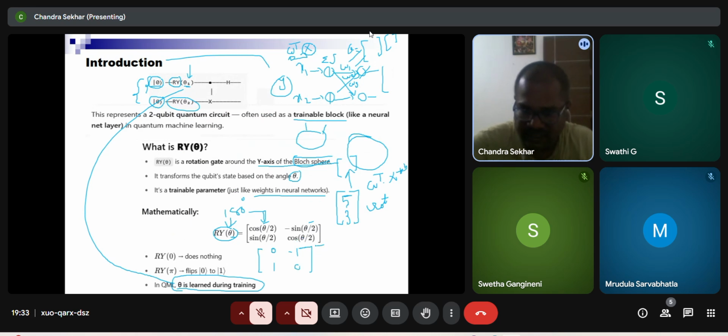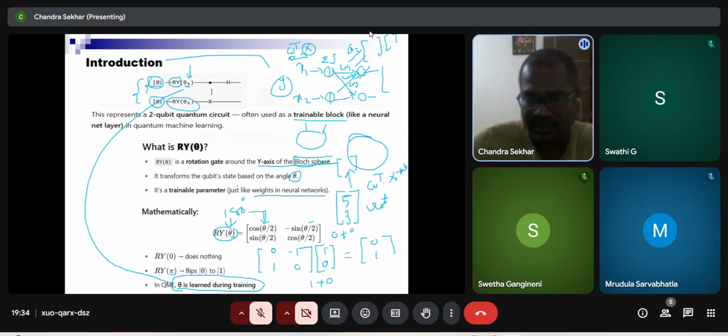If you multiply this with, say, 1 0, assume the value. Now tell me what is the value here? 0 into 1, plus minus 1 into 0, which is equal to 0. Next, 1 into 1, plus 0 into 0, it will become 1. So 1 comma 0, when you multiply with pi, 180 degrees, becomes 0 1.